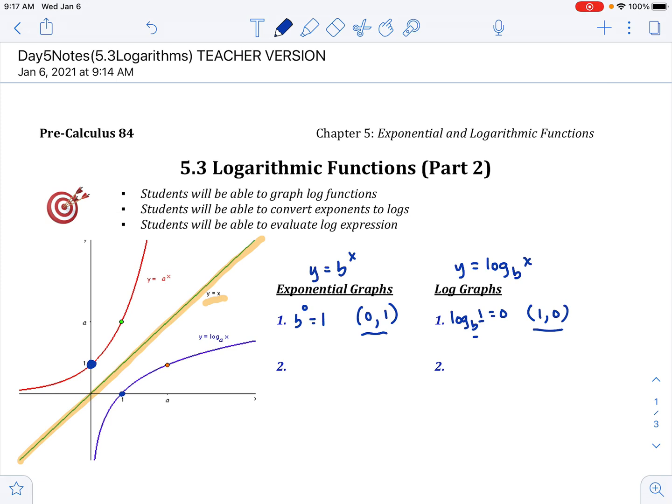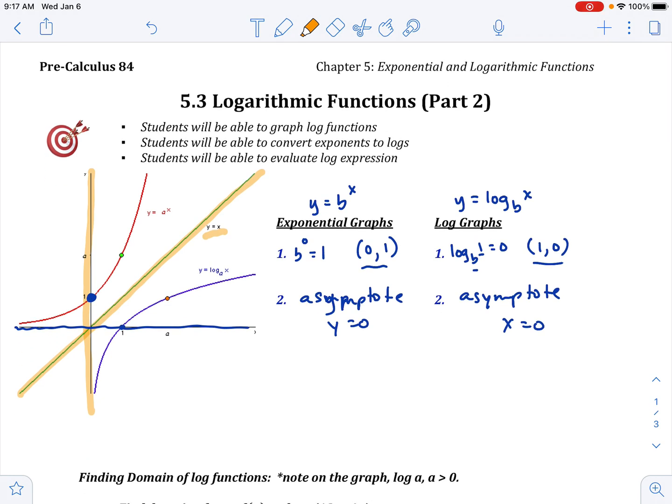All right, when we graphed our exponential graphs, remember that we had an asymptote occurring here. Okay, and our asymptote in this case was y equal to 0. So now our asymptote is going to be x equal to 0. So it is now going to be this line, okay, versus this line. All right, so just a couple of different comparisons.